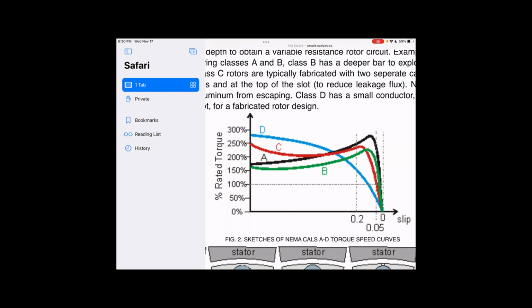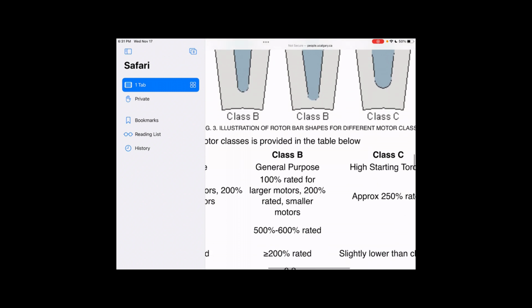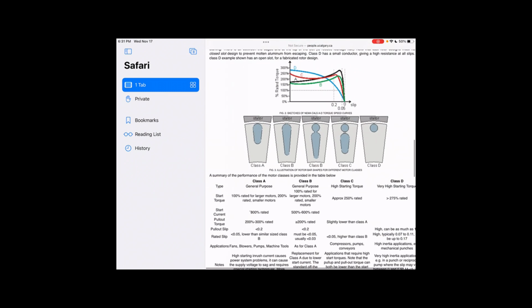So if you need a motor with a very high starting torque, but not very high stability, you pick class C, because you have very high starting torque, but the stability region is not very wide. If you need one with a very high starting torque and a very wide stability region, you go with class D, but you know that class D will have a very low efficiency.